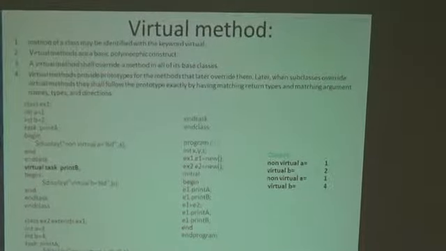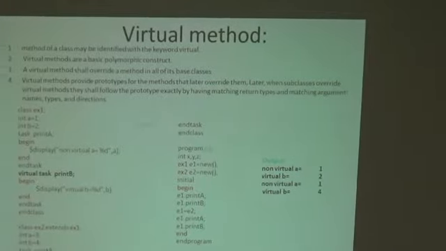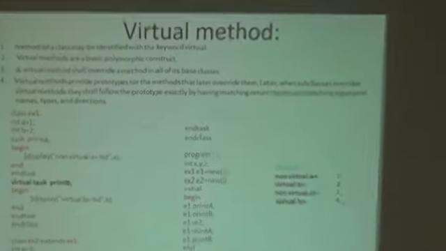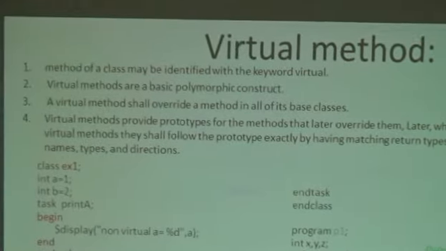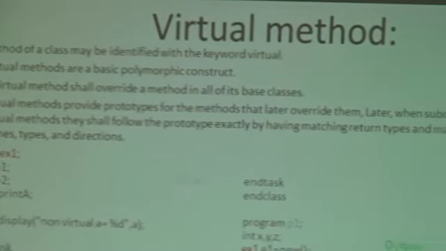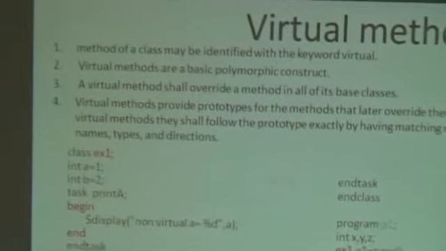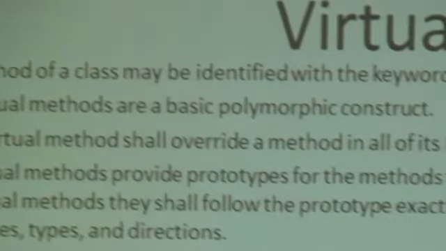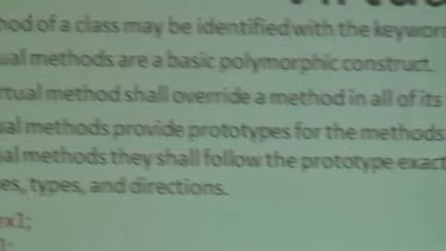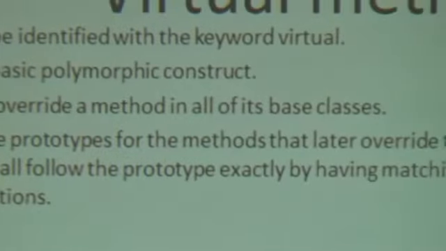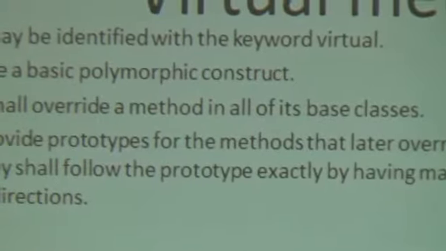Virtual methods. Now we are going to discuss virtual methods, and I will try to describe each point more clearly as follows. A method of a class may be identified with the keyword virtual. Method means it may be a function or a task. That means if it is identified with the keyword virtual, it is called a virtual method. A virtual method is the basic polymorphism construct. That means the polymorphism construct is built based on these virtual methods only.